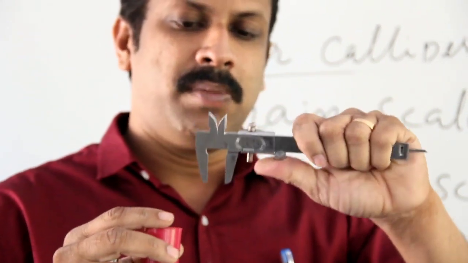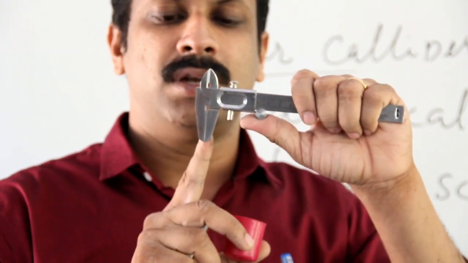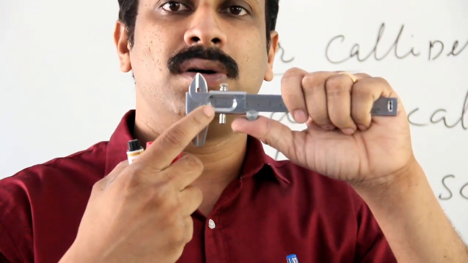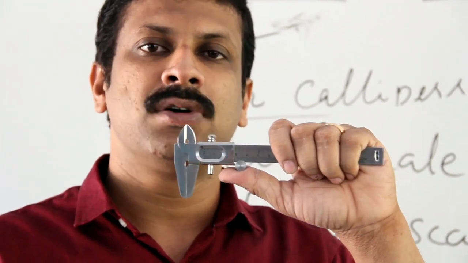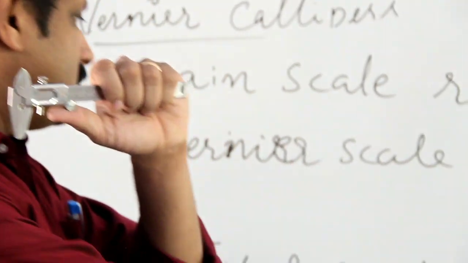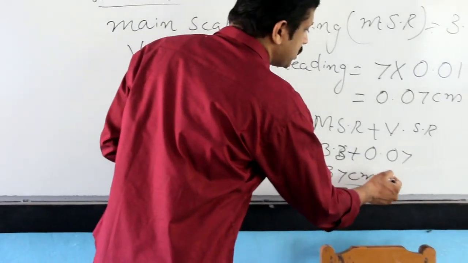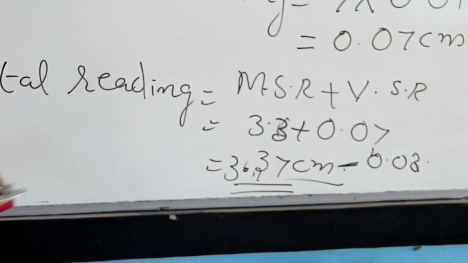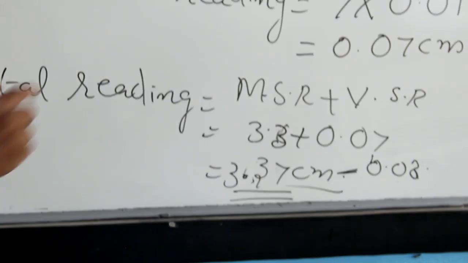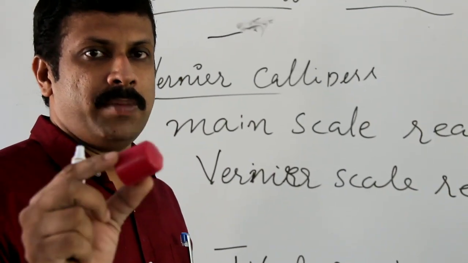Before you start the experiment, make sure that your instrument is free from zero error. As I already mentioned, if the two jaws are in contact, the zero mark of the main scale as well as the zero mark of the vernier scale should coincide with each other. If they are not coinciding, it is a zero error. If it is free from zero error, you can go with the total reading. If there is a positive zero error, suppose 0.03, the number should be subtracted from the total reading, then you will get the exact total reading of the given object's outer diameter.